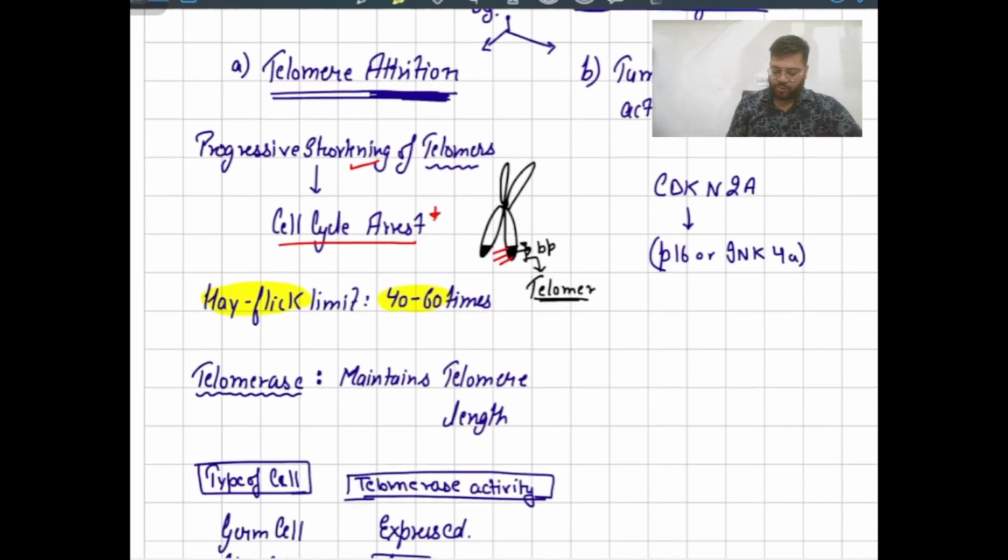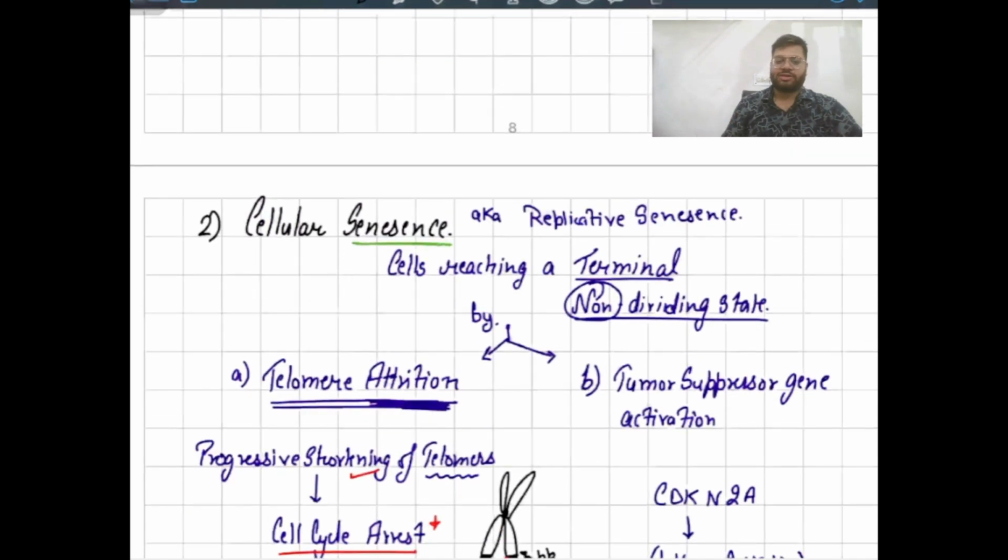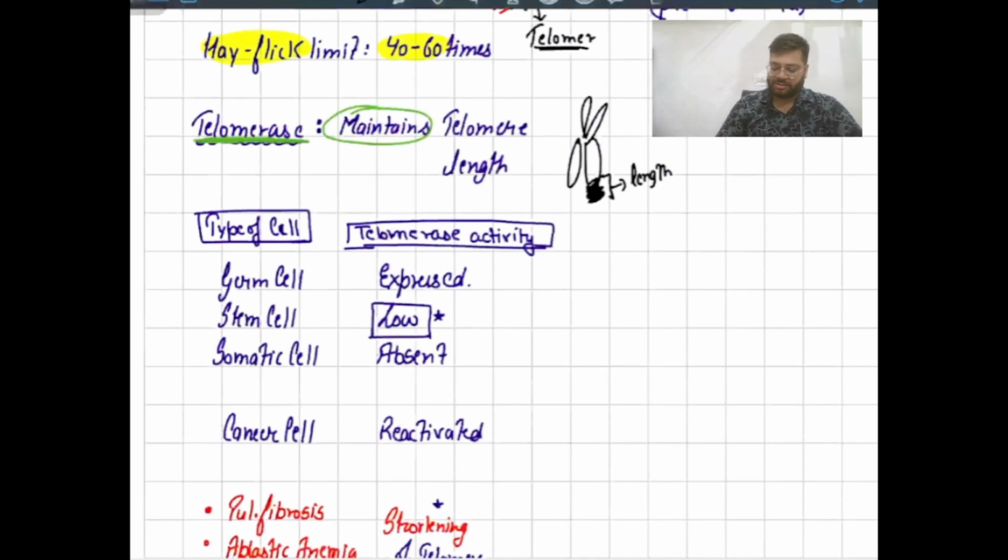There is an enzyme, telomerase. It is an enzyme which maintains the telomere length. If this is cut in every replication, this enzyme will make a newer strand, so the length will be maintained here. So the activity of telomerase will define whether the cell will die or reach its terminal non-dividing state or not. So what type of cell and telomerase activity? I have made a table. Let's understand what I want you to know about this.